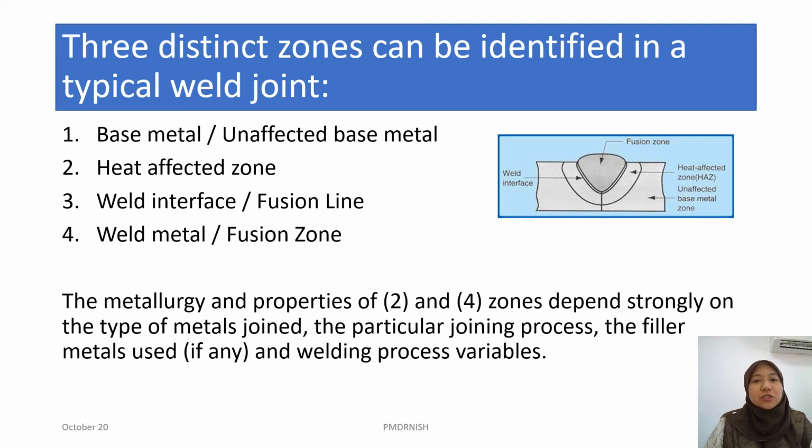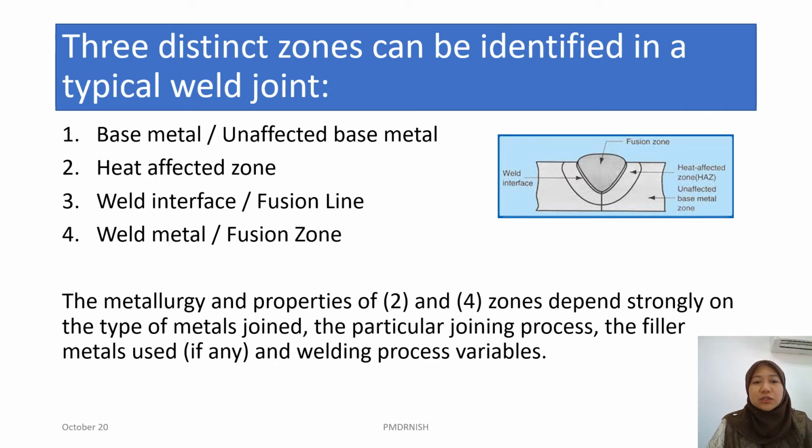There are three distinct zones that can be identified in a typical weld joint. The first zone is called the base metal, unaffected base metal. This means that the base metal receives heat due to the welding process, but the temperature it is exposed to is not critical enough to change the properties of the base metal. That's why it is called unaffected base plate.